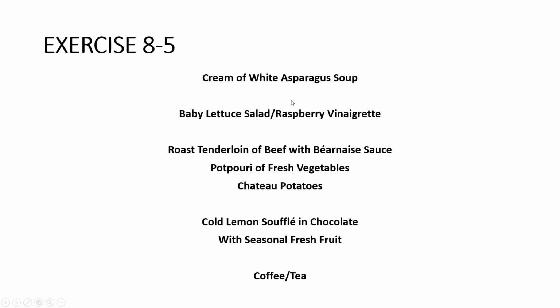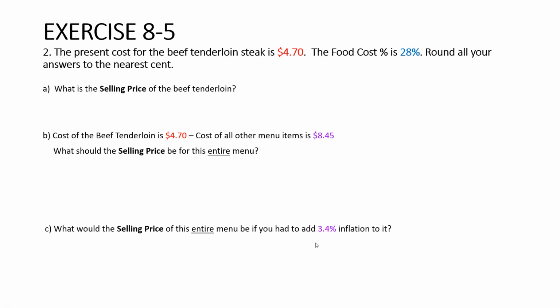Let's take a look at the last example. A slightly different menu: cream of white asparagus soup, baby lettuce salad with raspberry vinaigrette, roast tenderloin of beef with béarnaise sauce, pot pourri of fresh vegetables, chateau potatoes, cold lemon souffle and chocolate with seasonal fresh fruit, and coffee or tea. We are going to do the exact same thing here. We are looking for the selling price of the beef tenderloin. Well, they give us the cost of the beef tenderloin at $4.70. And in this example, the food cost percent is 28%. And like our last question, we need to round off our answers to the nearest cent.